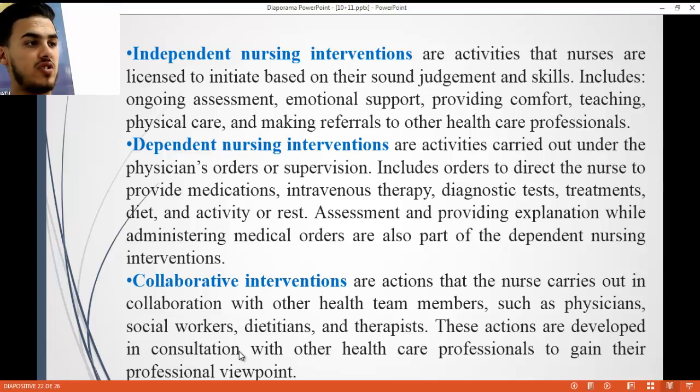The third type is collaborative interventions, which are actions that the nurse carries out in collaboration with other health team members, such as physicians, social workers, dietitians, and therapists. These actions are developed in consultation with other health care professionals to gain their professional viewpoint. So in collaborative interventions, you are working together with other team members and doctors at the same time.